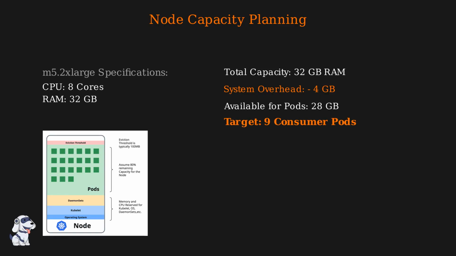Given our resource requirements per consumer pod, this specific configuration supports a density of 9 pods per node. Balancing throughput with resource headroom is critical for preventing evictions.